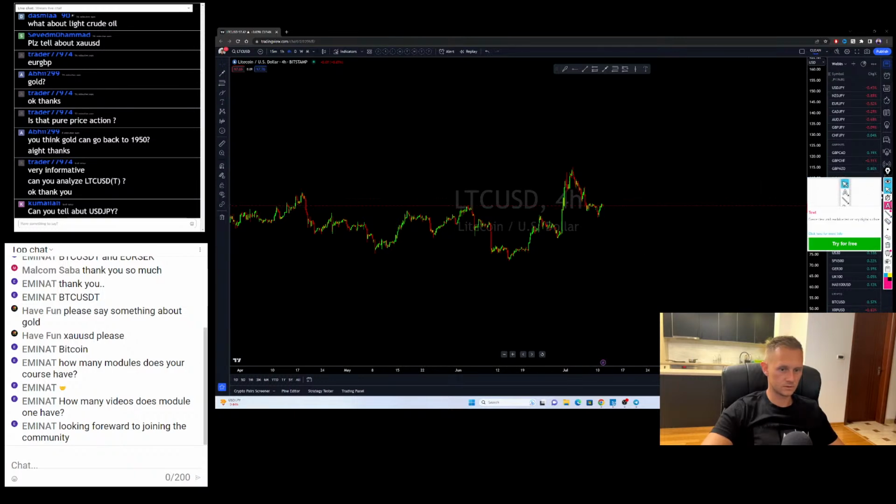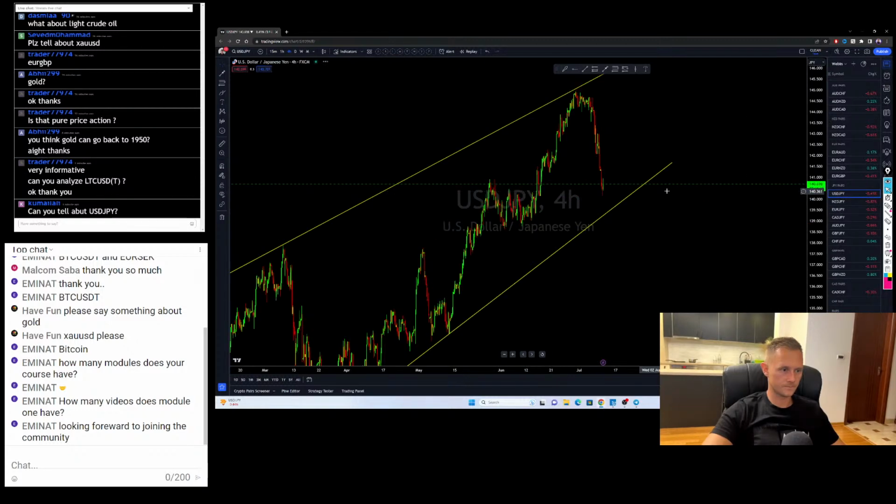This is what I see. Okay, it will go back to this top probably. This is how I see the LTC USDT. Can you tell about USDN? Of course I can tell about USDN. Let me just find it.